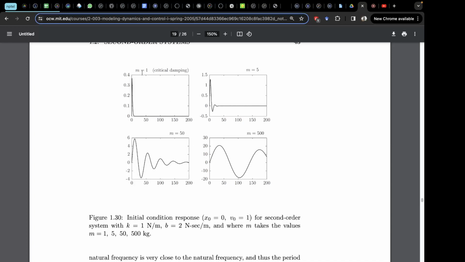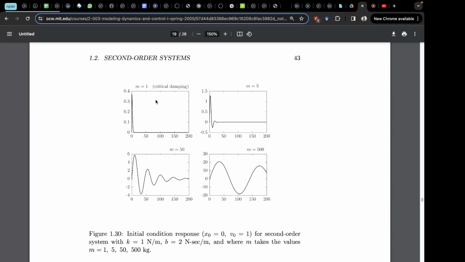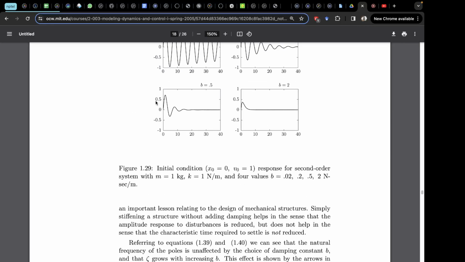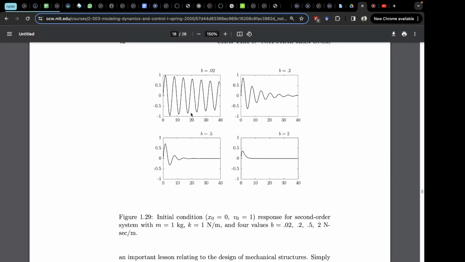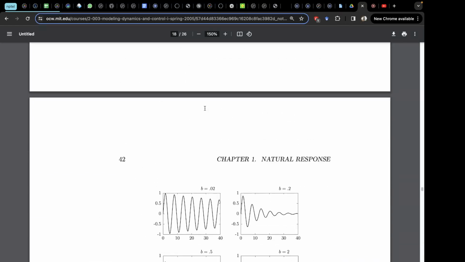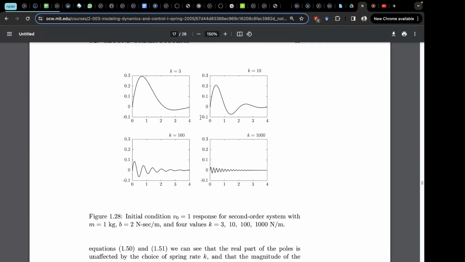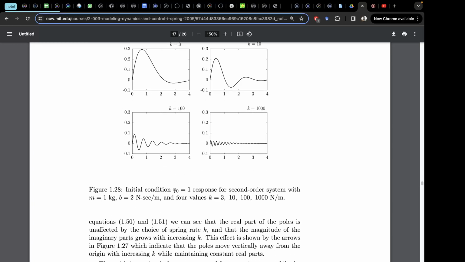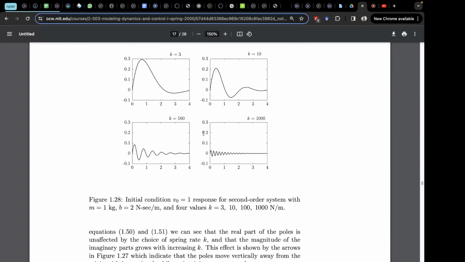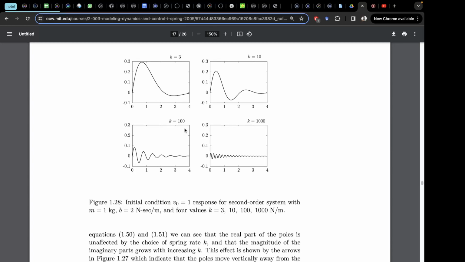Okay, so can you see this tab which I am showing? Yes, sir. Okay, so these are various responses for varying different parameters, like varying b, here they are varying m, and somewhere they vary k also. So initial condition, you see that x0 is 0 and v0 is 1, and m and b are fixed and k is now varied, right?